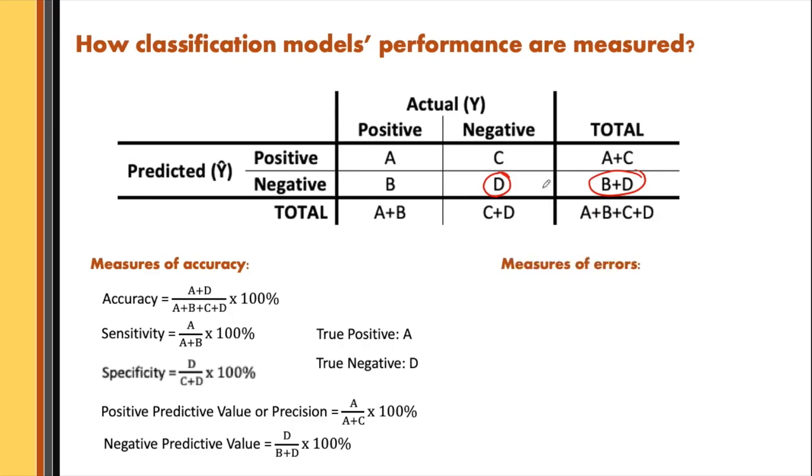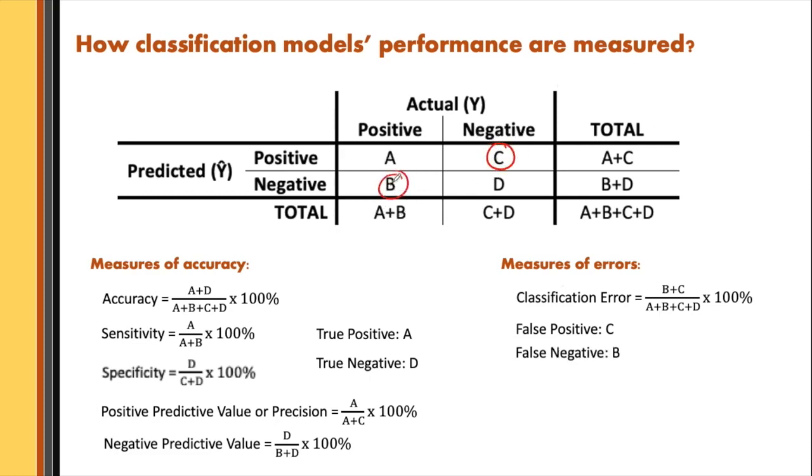We also have the measures of errors. Accuracy refers to the correctly identified outcomes, while the classification error refers to the percentage of those who were incorrectly identified. And again, we have the false positive and the false negative counts.